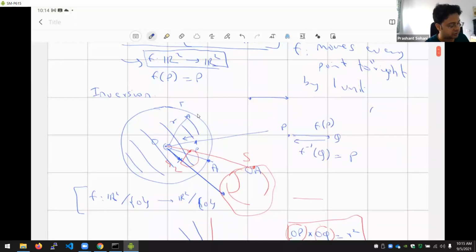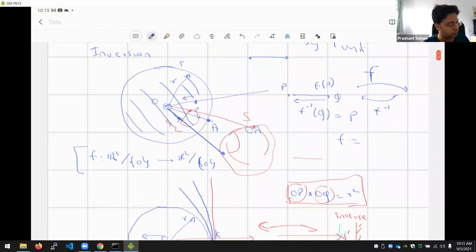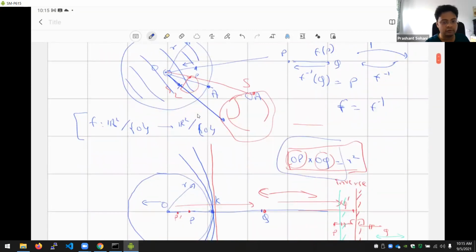So for every transformation, there also exists an inverse transformation. This is true only for bijections, but for the most part, whatever transformations we study are bijections. So every function has that inverse image. Inversion is special in that it is its own inverse image. If you apply inversion twice, you get back the original object, just as in the definition. When you took the inverse of P, we got Q. When we take the inverse of Q, we get P back again. So it is self-inverse, its own inverse, which is a very important property.